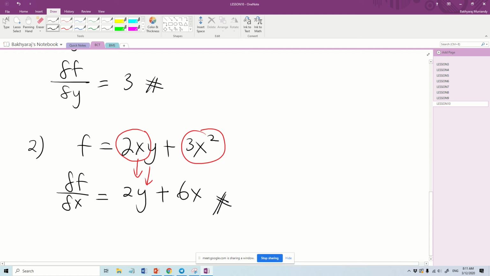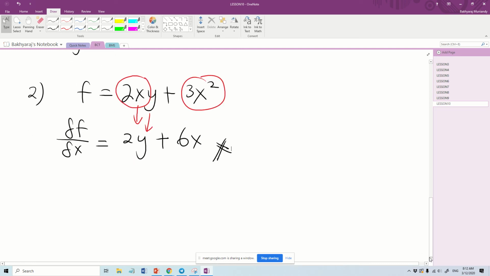Okay, now we differentiate only x. So when you differentiate 2x, you get 2. So we get 2. Okay, so good. You can get it. This is very good. Okay, number 3.